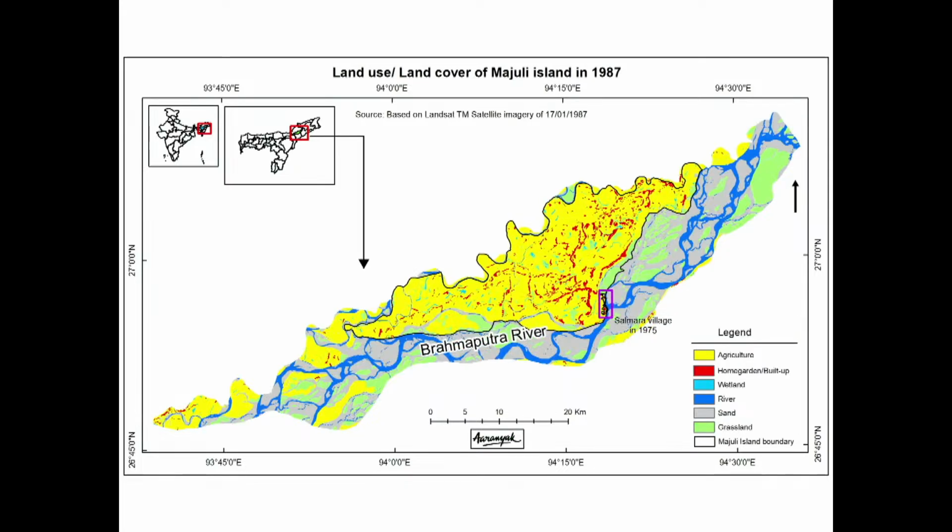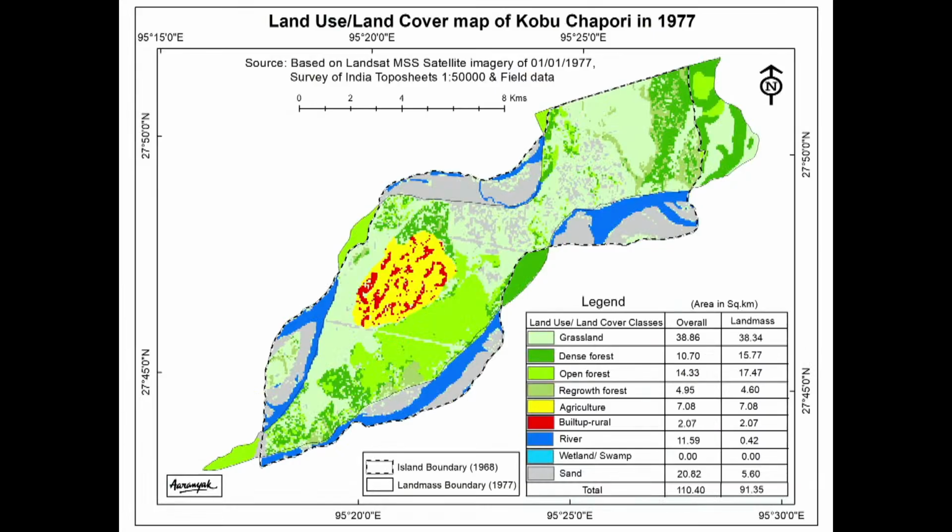I will go fast. Okay, Kobo Chapuri. I think people from Isyang are familiar with Kobo Chapuri. Poba Reserve Forest, yes. So just back of Poba Reserve Forest, you can see Kobo Chapuri, no? Okay.